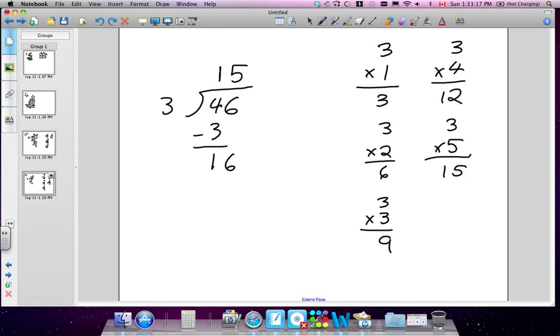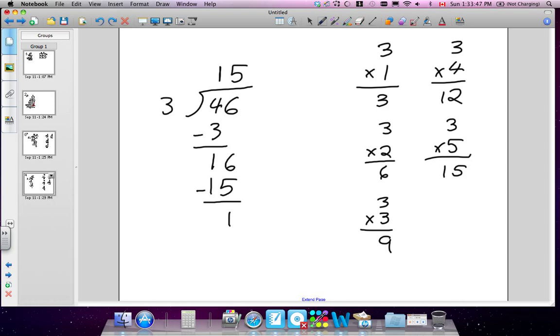So I put that 5 up here. And remember, we did 3 times 5 equaled 15. So I put the 15 below here. And I subtract again. What is 16 subtract 15? Just 1. Okay. Now, have you done decimals before with division? Yeah, I think so. So is 46 done now?